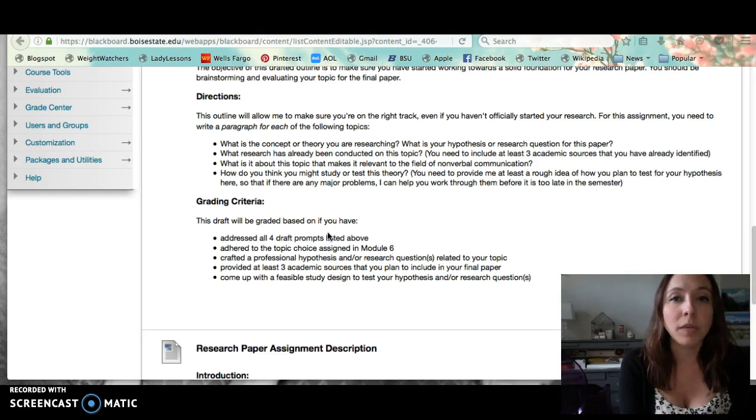The third element is what makes it relevant to nonverbal communication. I've added this component because I've had some issues in the past with students who write a really, really great paper on something that's sort of peripherally related to nonverbal communication, but they don't ever actually tie it back to what we talk about in the class. And then you fail because it has nothing to do with nonverbal communication.